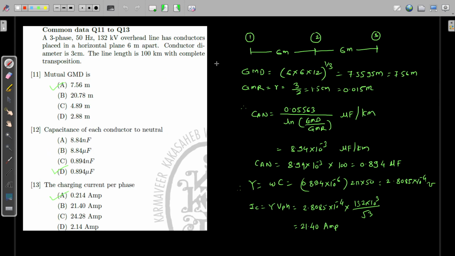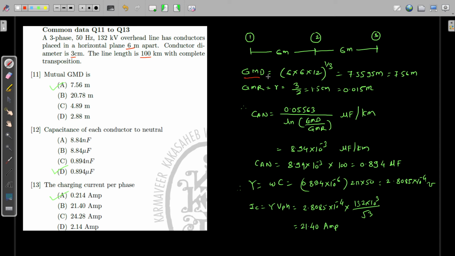Let us discuss some other questions also. A three-phase 50 Hz 132 kV transmission line has conductors placed in a horizontal plane 6 meter apart. So these are placed 6 meter apart. The conductor diameter is 3 centimeter, the line length is 100 kilometer, and there is complete transposition. What is the mutual GMD?